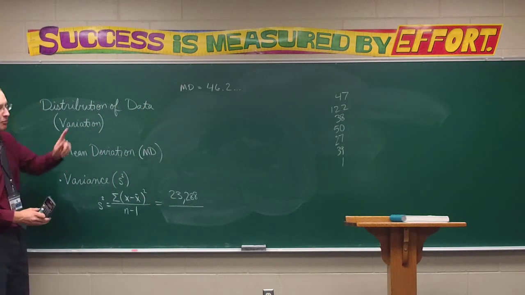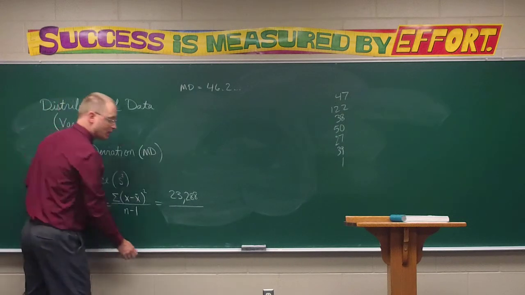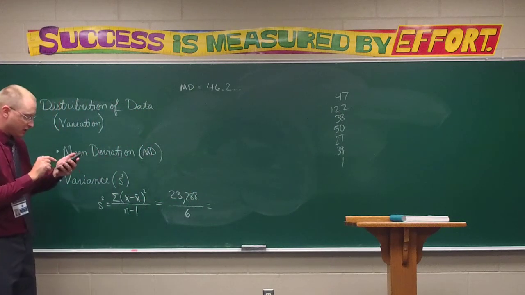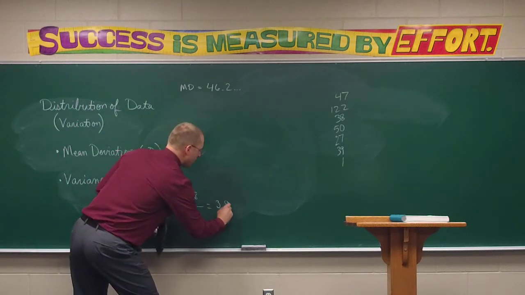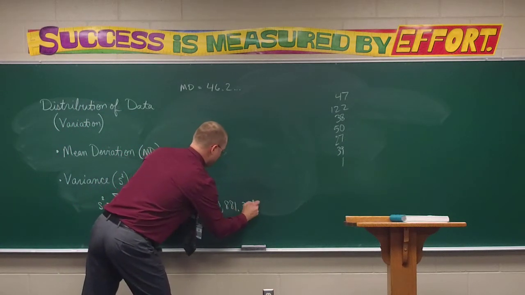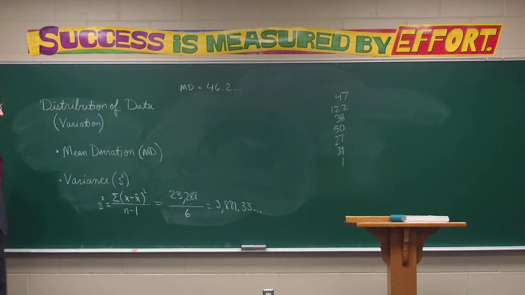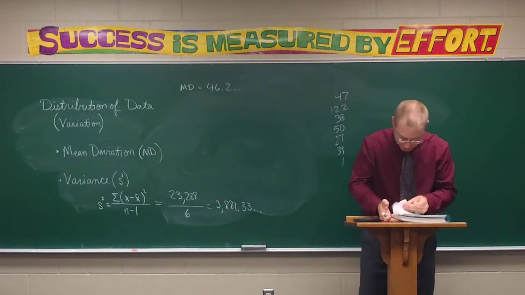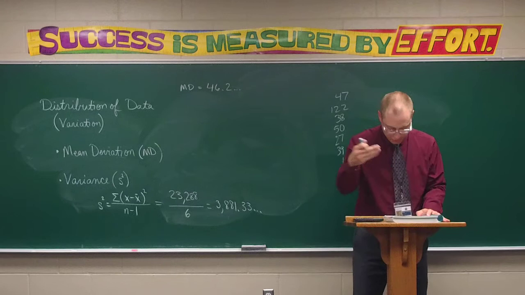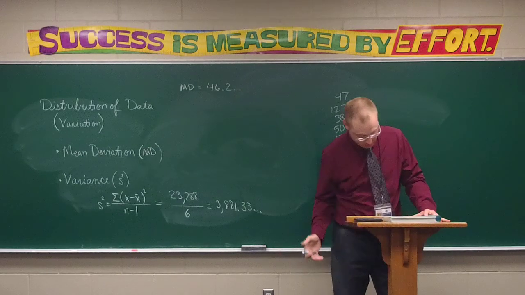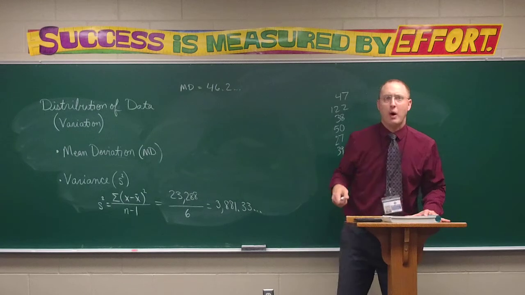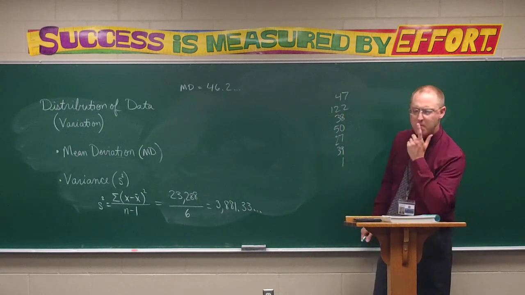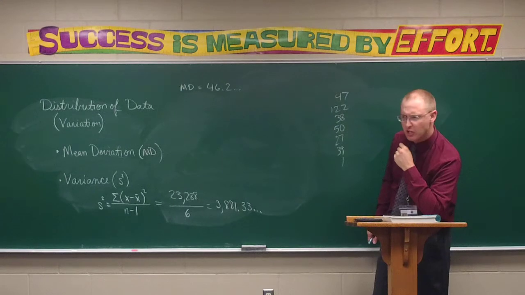We're not going to divide by n, which is 7, class. We're going to divide by n minus 1, which is 6. And that gives us the variance, which is 3,881.33 repeating, it looks like. So going back to the problem we were just working on, these were bicycles, right? 741 bicycles, 910 bicycles, 750 bicycles, etc. So what's the variance? 3,800? Seem a little weird to you?